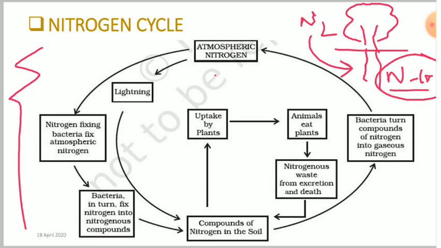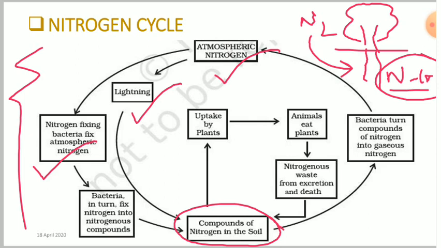First of all, atmospheric nitrogen gets converted into nitrogenous compounds by lightning, because whenever there is lightning and thundering in the air, it gets converted into nitrogenous compounds and comes back to the soil with the help of rain, isn't it? Also, atmospheric nitrogen is converted into nitrogenous compounds with the help of nitrogen-fixing bacteria. You are already familiar with the bacteria cyanobacteria, which convert atmospheric nitrogen into nitrogenous compounds.